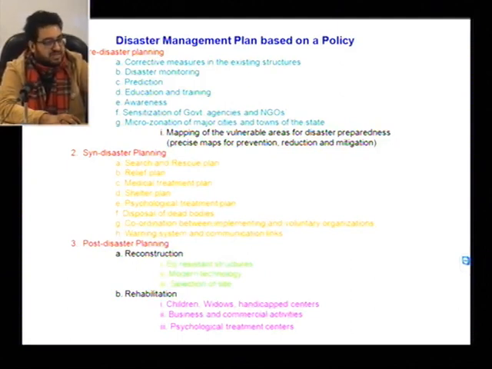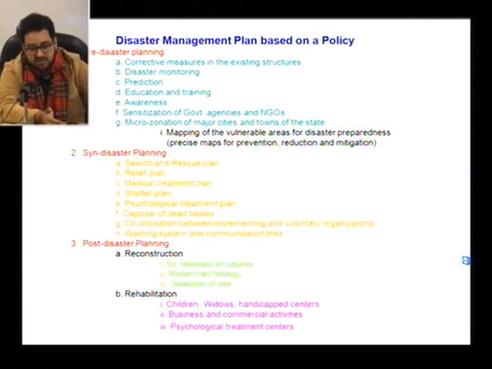And in pre-disaster, we need all the corrective measures of existing structures. If you feel like your home or your office is not up to that mark, it needs to be built again, then you can correct it. Disaster monitoring: you can monitor, talk to various scientists or engineers about the stability of structures. Education and training, awareness. Maybe tell your classmates and tell your, many of us belong to villages.